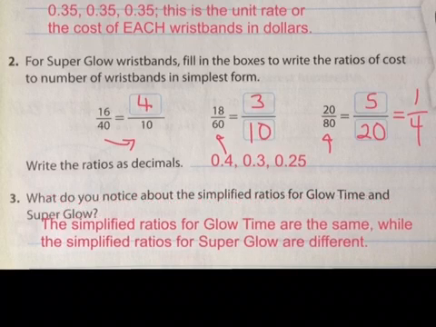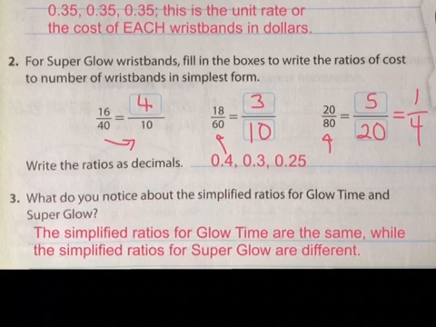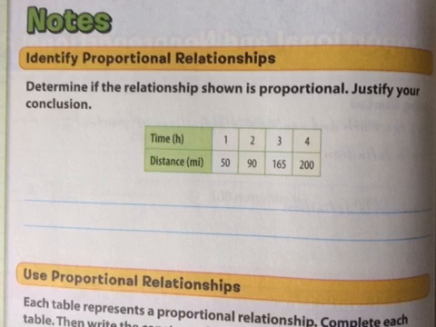Oh, what happened to my word different? And there it is. So yeah, we can say because these are the same, this is proportional, and because these are all different, this is non-proportional. So there you go. Okay, on the next page, we have to identify proportional relationship.